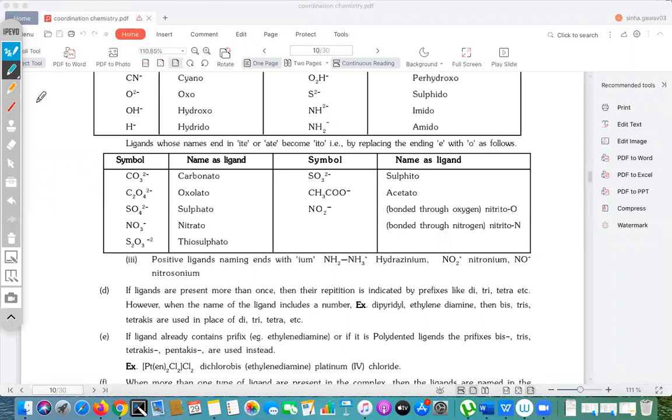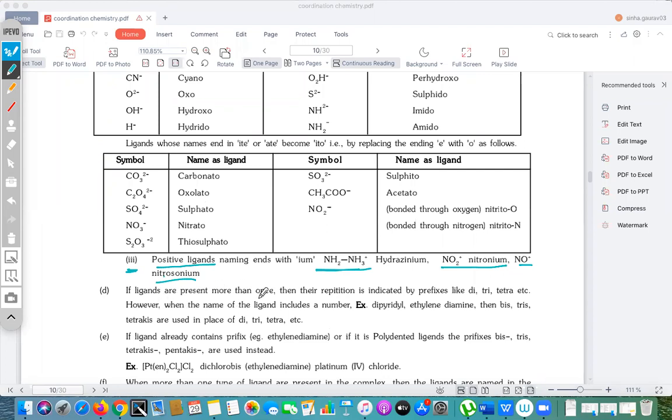Then for positive ligands, we have the third point: positive ligands end with the suffix -ium. So hydrazinium, nitronium, nitrosonium, NO plus. Now this is the naming of the ligand, point number C, which is different from what we did in the nomenclature previously. So this point number C you must take care of.